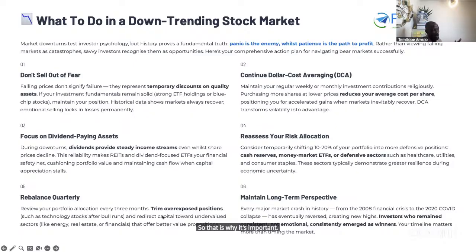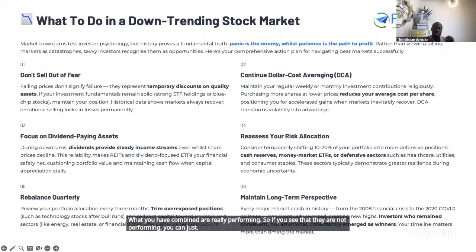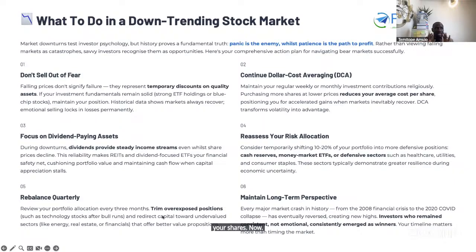Then rebalance quarterly. Sometimes you may need to go and check your pie. You check your pie and be sure that what you have combined are really performing. So if you see that they are not performing, you can just switch it, sell some of it, and use it to buy some other ones just to balance your shares. And the bottom line, which is the last thing here, is maintain a long-term perspective.